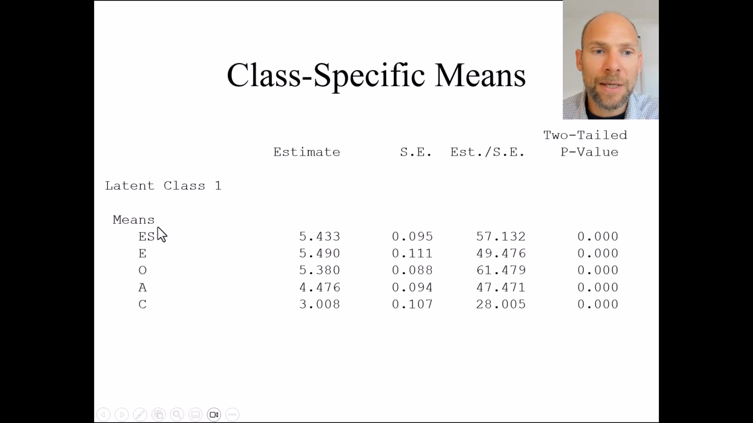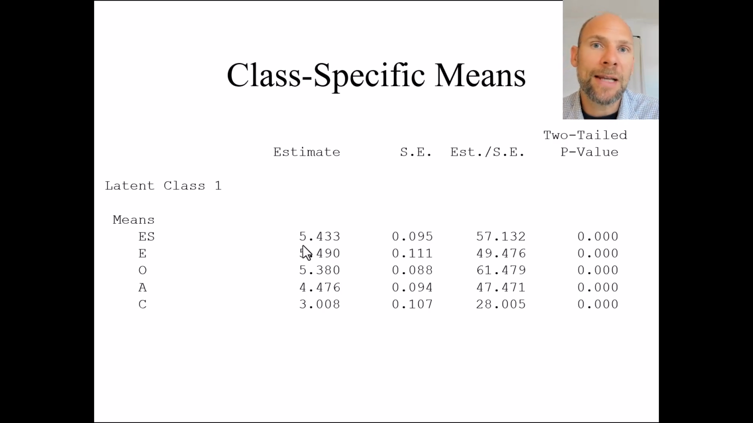You can see here the means for emotional stability, extraversion, openness, agreeableness, conscientiousness. And here in this class, the means were between 5.4 and 3.0. Of course, this doesn't tell us anything unless we look at the other classes as well. So really, we wouldn't know, is that a lot? Is that not a lot? It's relative to what the other classes look like. The best way to interpret that appropriately is by plotting the means.